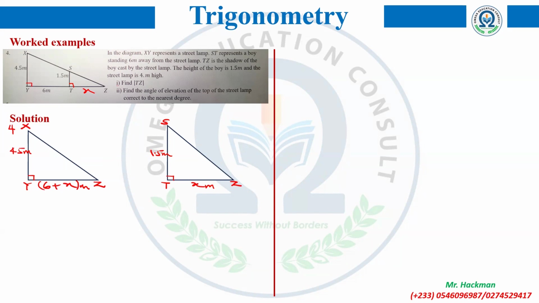Remember the advice. What are we looking for? We are looking for X, the TZ. And the advice is that anytime you have a question and you are dealing with it, check whether the diagrams that you were able to bring out of the main diagram share a common side. With this one, can you see these two triangles sharing a common side?